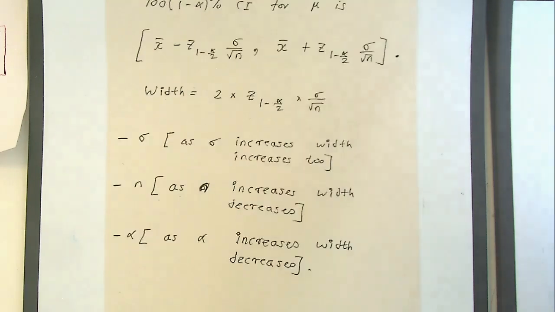Because remember, alpha by 2 is the area of the 2 tails. So if you increase the value for alpha, the interval becomes shorter and shorter, so the width will decrease. You understand what I'm saying? Remember, alpha by 2 is the area to the left and the area to the right. So if you increase the value for alpha, the interval will become narrower. Okay? So that's the answer to question 4. You do question 5, please.